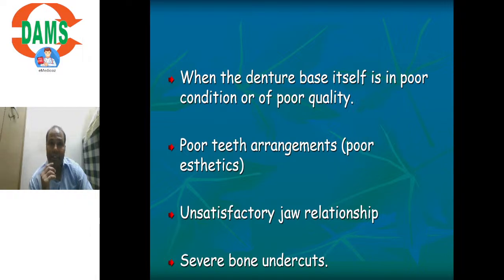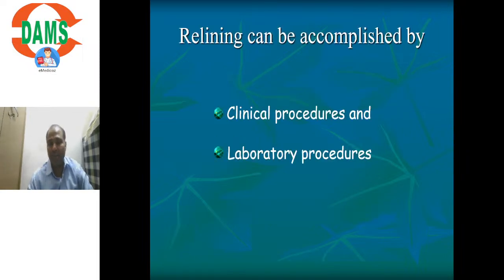ठीक है. जब आपका डेंचर बेस ही पुअर क्वालिटी का है, तो क्या आप इम्प्रूव कर सकते हो? डेंचर बेस का बाहर का एरिया कोई प्रॉब्लम है, कर सकते हो? मान लो उसमें पोरोसिटीज हैं, तो रिलाइनिंग कर सकते हो? नहीं. Unsatisfactory jaw relationship, मतलब write down in bold letters, when the centric relation and the centric occlusion don't coincide, it becomes a contraindication. Whenever there are severe bony undercuts, don't do relining. Unsatisfactory jaw relationships, don't do relining.